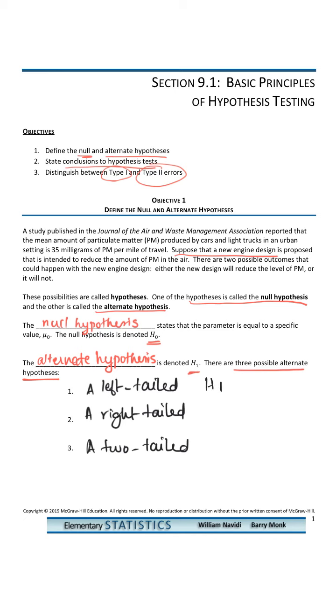A left-tailed alternate hypothesis: mu is less than 35. The right-tailed alternate hypothesis: mu is greater than 35. And the two-tailed alternate hypothesis: mu is not equal to 35. The educator believes that, so mu not equal.